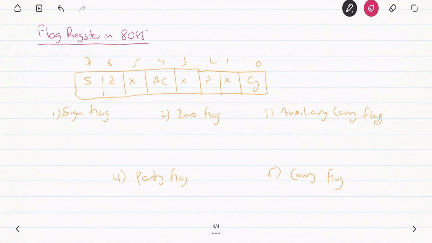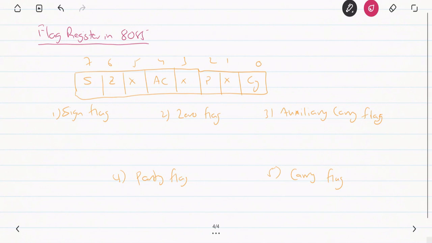As you can see, in the 0th bit, we have carry flag. The first bit is unused. In the second bit, we have parity flag. The third bit is unused. In the fourth bit, we have auxiliary carry flag. The fifth bit is again unused. In the sixth and seventh, we have zero and sign flag respectively. Now let's discuss how these flags are set or reset based on the result.